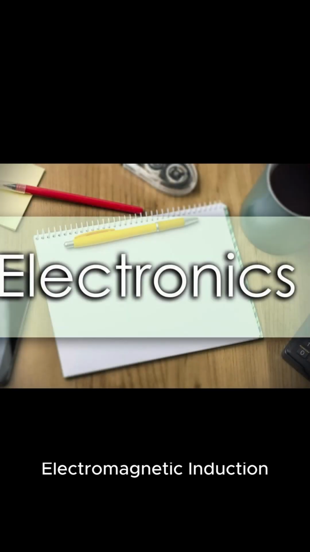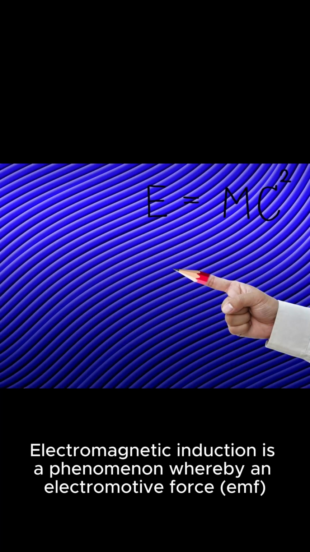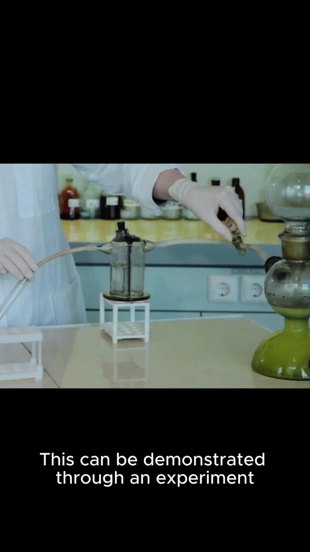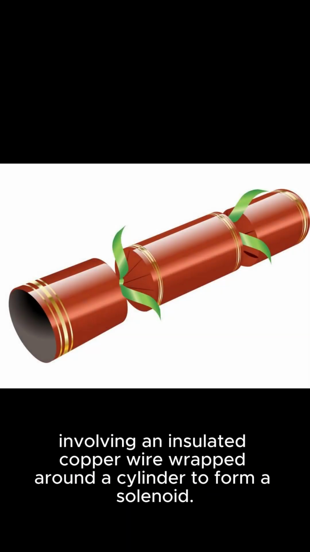Electromagnetic induction. Electromagnetic induction is a phenomenon whereby an electromotive force, EMF, is induced in a coil whenever there is a change in the magnetic flux linked with the coil. This can be demonstrated through an experiment involving an insulated copper wire wrapped around a cylinder to form a solenoid.